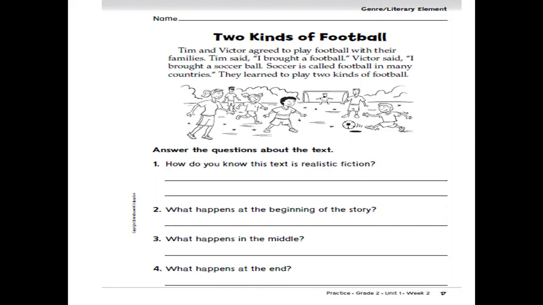How do you know this text is realistic fiction? How did you know that? We know that because there are real characters, like real people. So this story could happen in real life, right? What happens in the beginning of the story? Tim and Victor, no? Yes, here. Tim and Victor agreed to play football with their families.